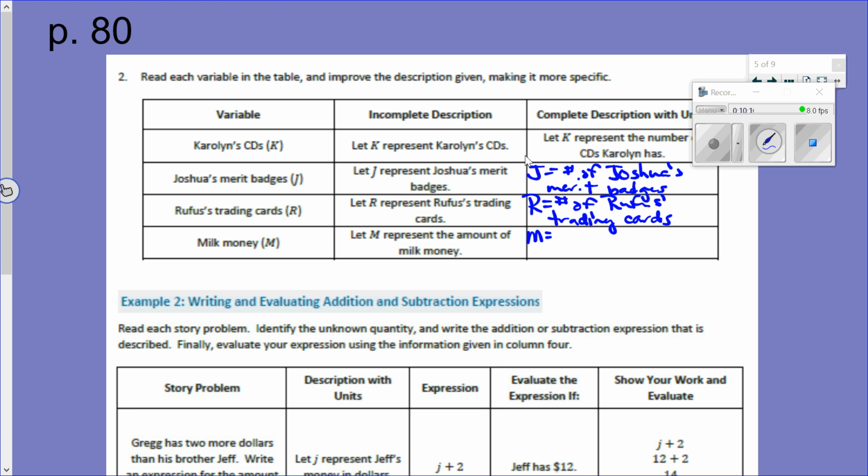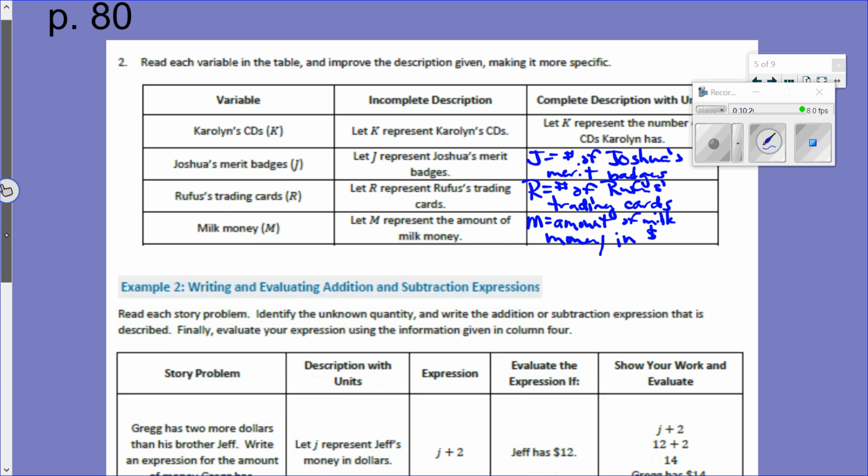Thank you, amount. There you go. Now, because we're in Japan, if you had said in yen, I would be okay with that. But it's really dollars, okay?